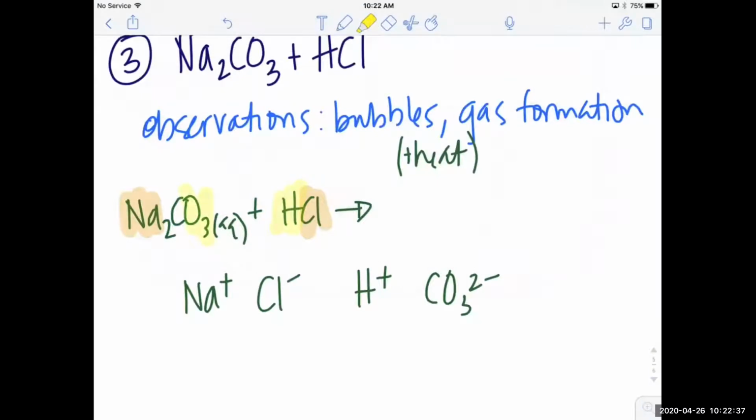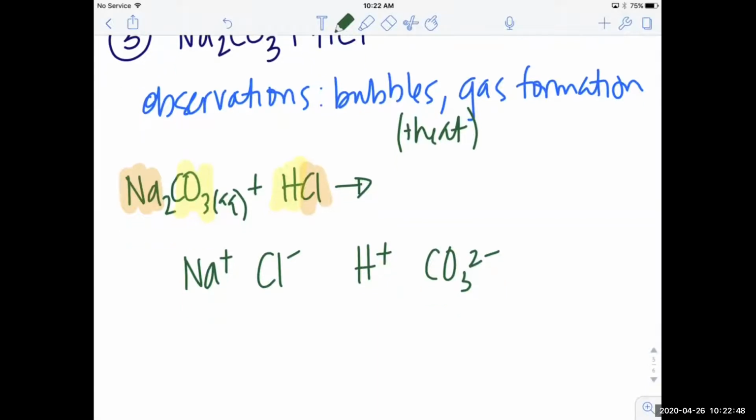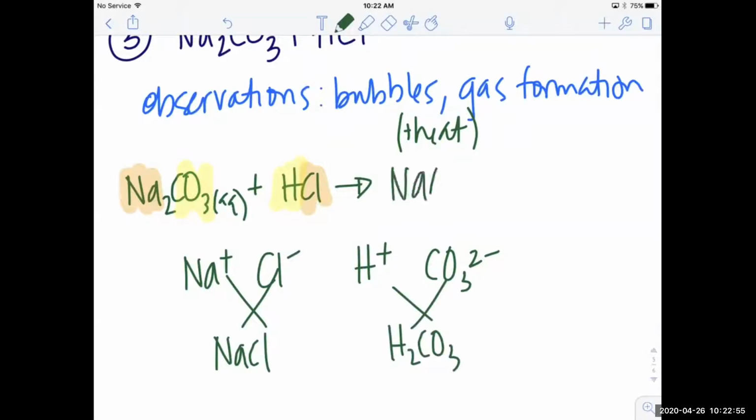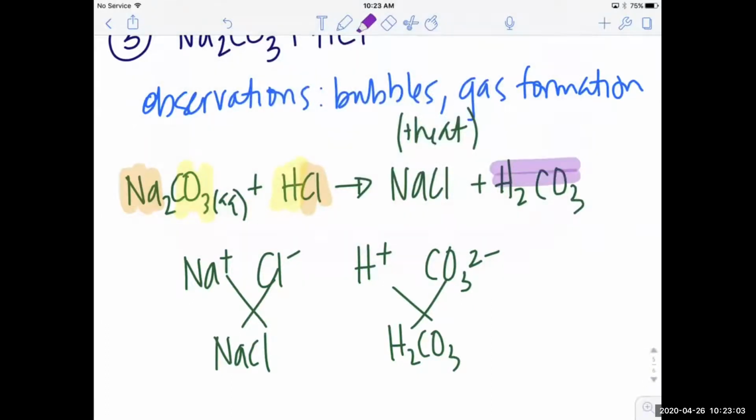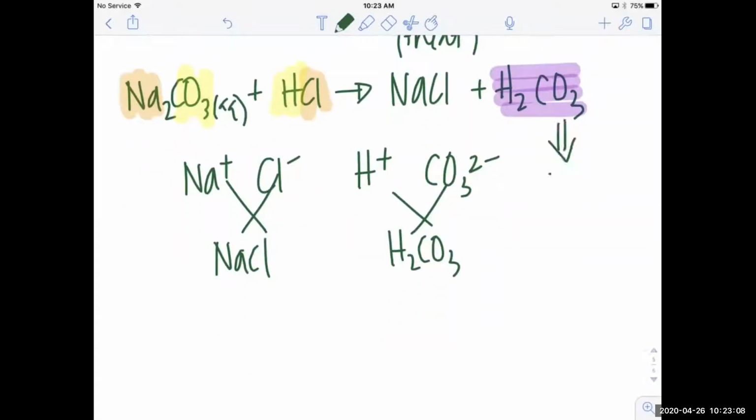Something to note here, this 2, I'm not going to bring over. This is different than that 3. That 3 is telling me that that's carbonate. This 2 is here because of the balancing that's required for making ionic compounds. So this is just going to be NaCl, and this is going to be H2CO3. Now remember, I said that when you form this, you have to immediately decompose it. So we're going to go ahead and rewrite this. I'm going to say decomposes.